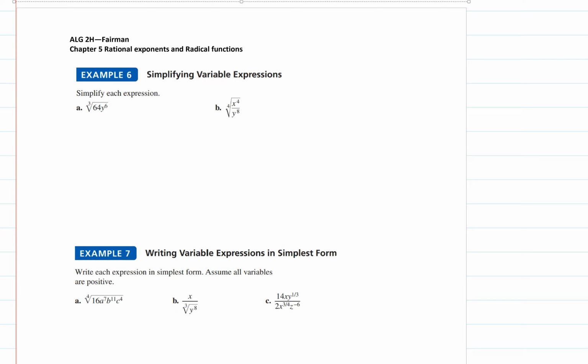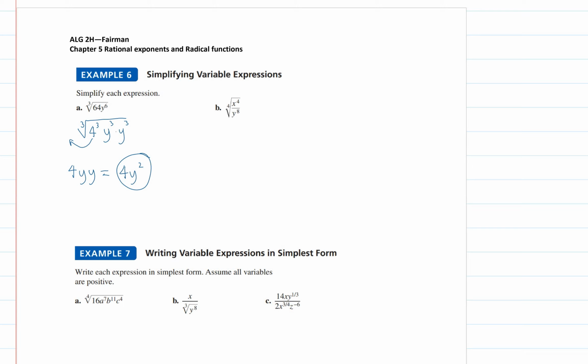If I look at 64, luckily I already know that 64 is a perfect cube. So this could be rewritten as 4 cubed times y cubed times y cubed. Because if I use my exponent rules, then I know that if I added these two, I would get 6. So in this case, the 4 comes out because I can cube root it. One of these y's comes out because I can cube root it. And the second y comes out, which we then write as 4y squared. So that's our simplified answer.